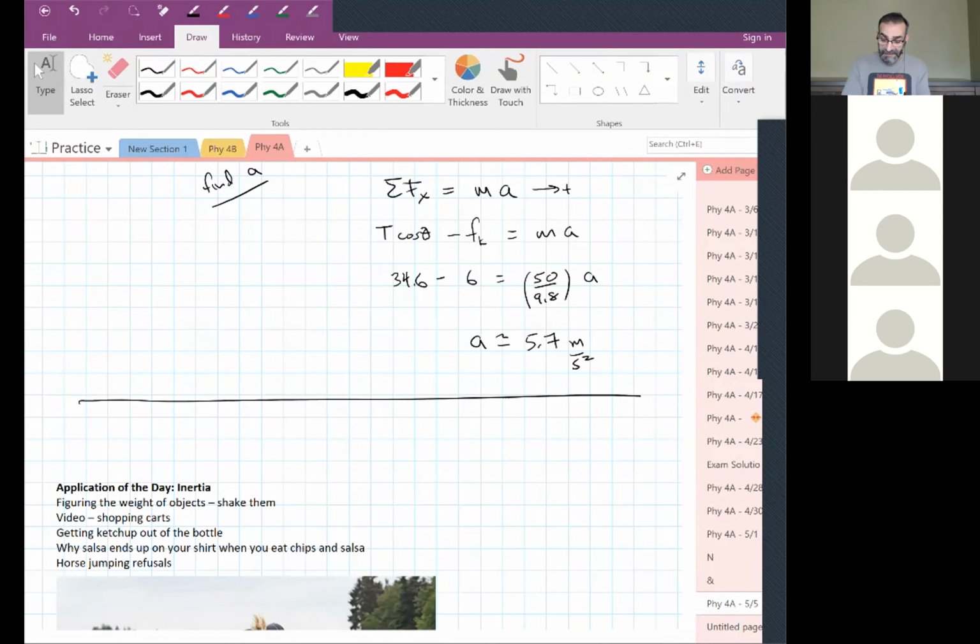Okay. Let's take a look. Getting the ketchup out of the bottle, right? That's classic. You got that last little bit of ketchup in the bottle. What do you do? You get the bottle moving really fast, and then you stop it. The ketchup keeps moving towards the front of the bottle because it has inertia, right?